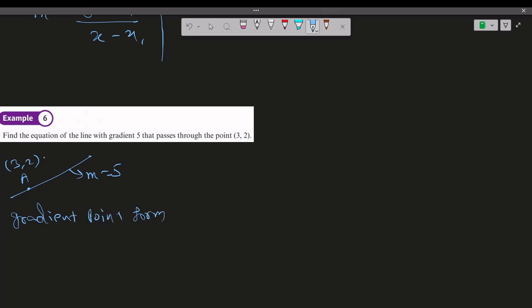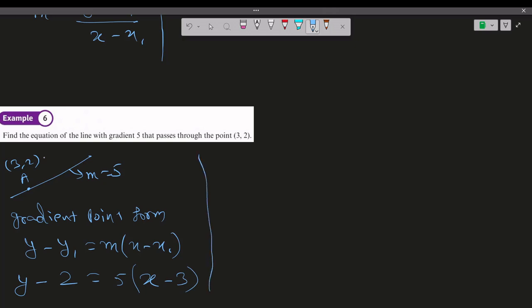As per the gradient-point form, it is y minus y1 equals m into x minus x1, where x1, y1 are the coordinates of the point and m is the gradient of the line. Let us substitute: y minus 2, y1 being 2, equals m, which is 5, into x minus 3. So y minus 2 equals 5x minus 15. Then y equals 5x minus 15 plus 2, which is minus 13. This is the equation of the line.